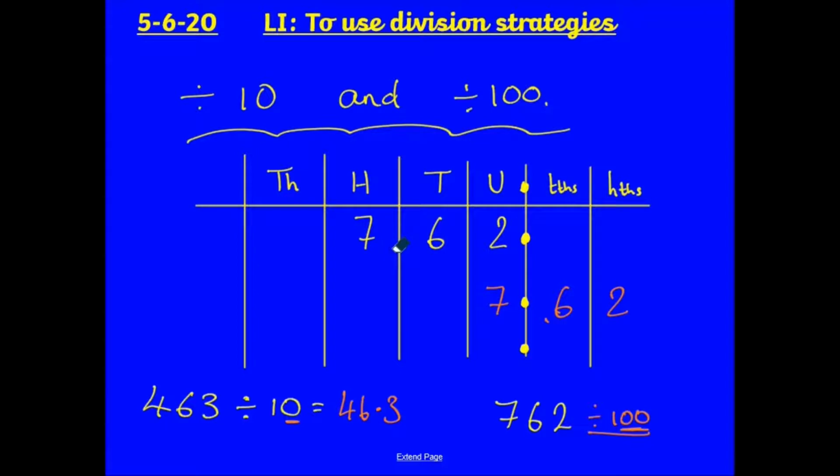So a quick recap there of dividing by 10 and dividing by 100. You can always use a place value table if you need to. It's very quick and easy to draw out.